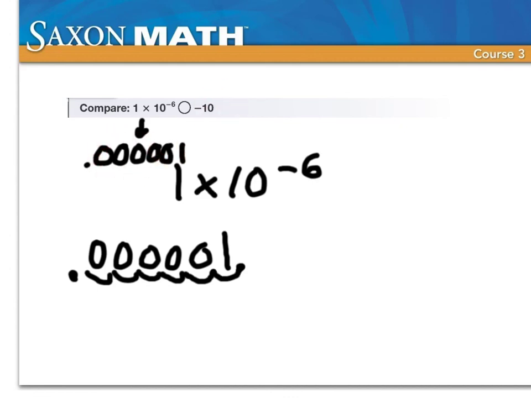Well, we should know that this is a positive number, and any positive number is bigger than a negative number. Okay, so the answer is greater than. And it doesn't matter how small this decimal is, any positive number is bigger than a negative number all the time. So this, even though it's really tiny, is still bigger than negative 10. And that's it for your lesson, so good luck on your homework.